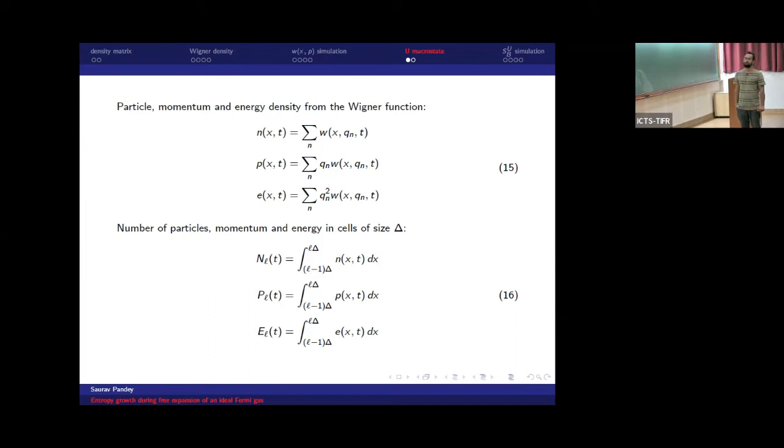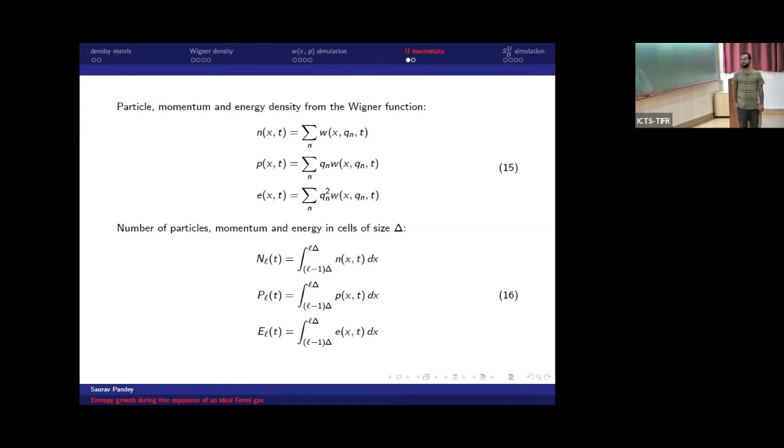What I call the U macro state is basically real space coarse graining. We can compute the number density, momentum density, and energy density from the Wigner function using the equations in equation 15. Then the coarse graining that we do is in real space. You have the circle, you divide it into some number of cells, and you compute the number of particles, the total momentum, and the total energy in each cell at a given instant of time, by integrating the respective densities over that cell. Right. So now what is the U macro state?